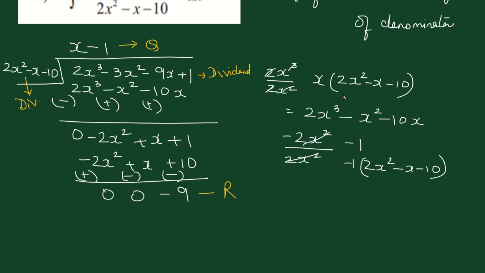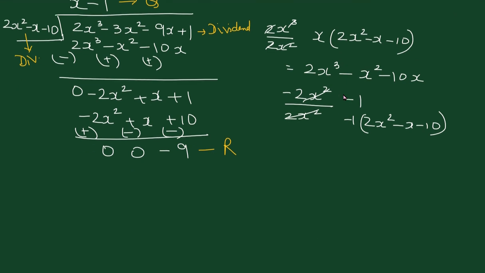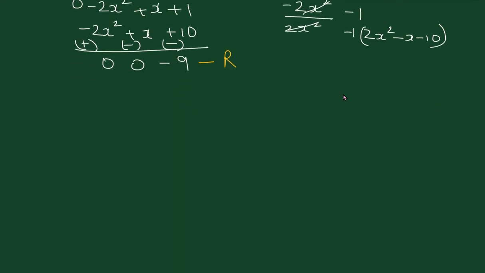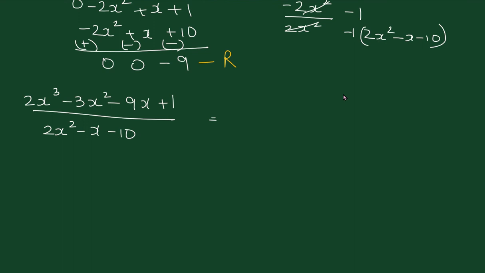Okay, now in the next step, the whole fraction, which is 2x cube minus 3x square minus 9x plus 1 upon 2x square minus x minus 10, is written in this form, that is quotient plus remainder upon divisor. The whole fraction becomes this way.